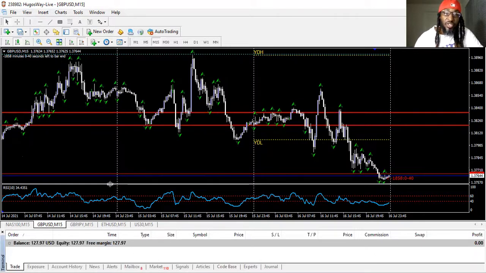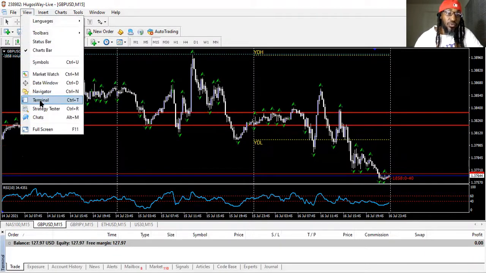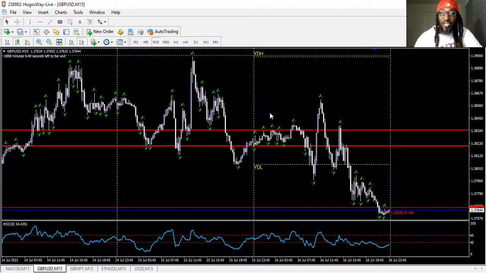So yeah, let's get back to what we were here for. Like I say, I have that. So that's what these two horizontal lines represent. They represent 50% of one week's high and low and 50% of the next week's high and low.